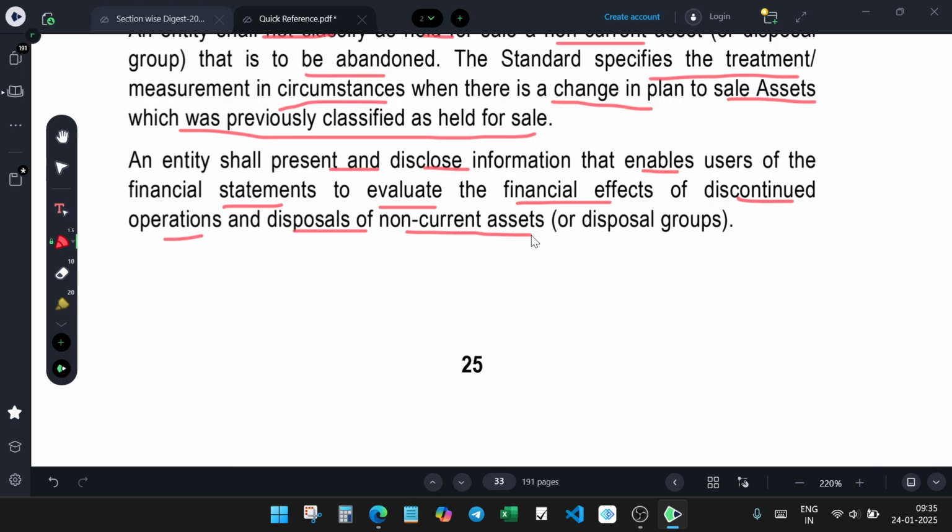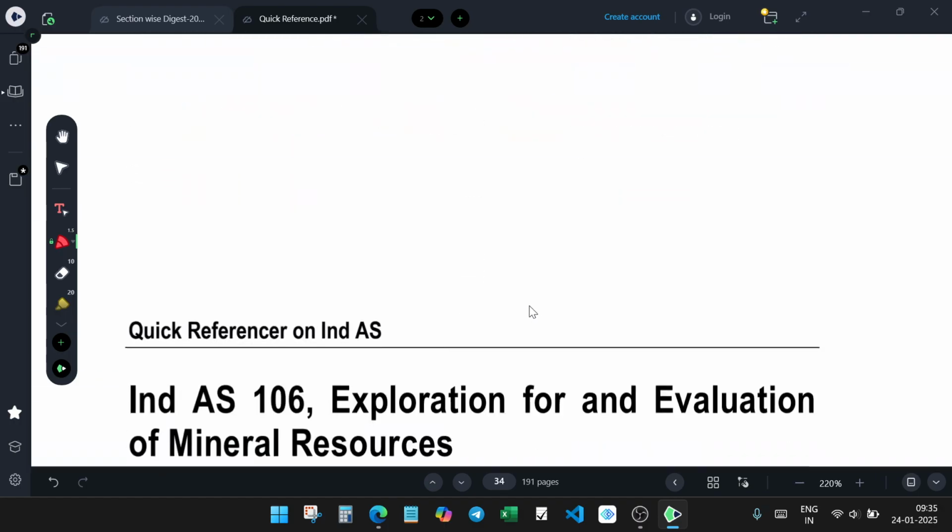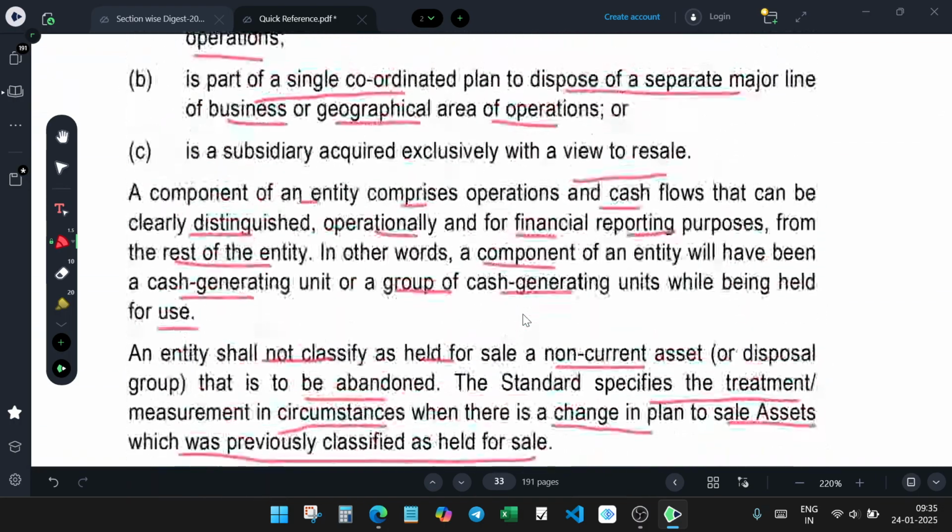So the entity is always working for the user. The user is a shareholder. Now what happens is they give the full disclosure: why we think this asset is not being used, why we need to discontinue the operation, why it is a waste of money, why we need to sell this asset. We need to disclose it properly and present it in the financial statements to enable the intended user to evaluate the financial effect of this discontinued operation. Thank you.